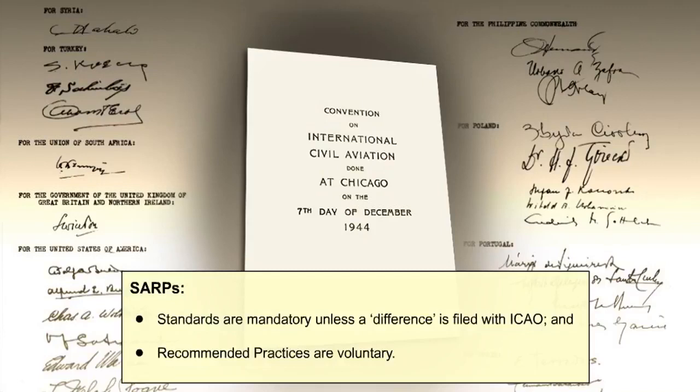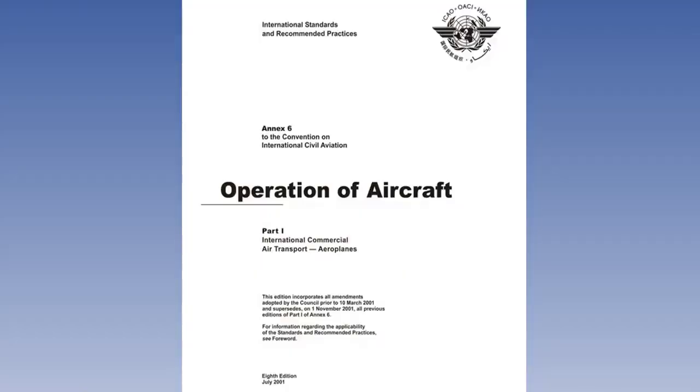Standards are mandatory and must be implemented by each contracting state. The state may opt out, however, if it files a difference with ICAO, which explains its alternative method and that this method does not compromise safety. Recommended practices are voluntary. A contracting state may adopt them or not as it sees fit. There is no requirement to file a difference should the state not implement a recommended practice. Annex 6, Part 1 contains, therefore, the mandatory standards and voluntary recommended practices that are applicable to international commercial air transport in aeroplanes.